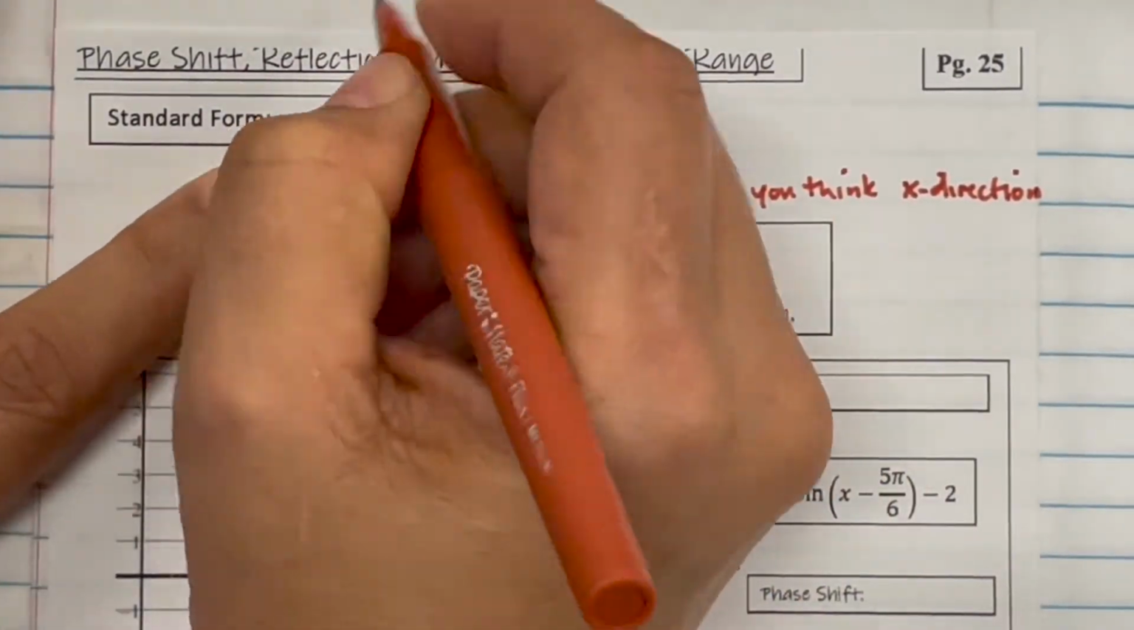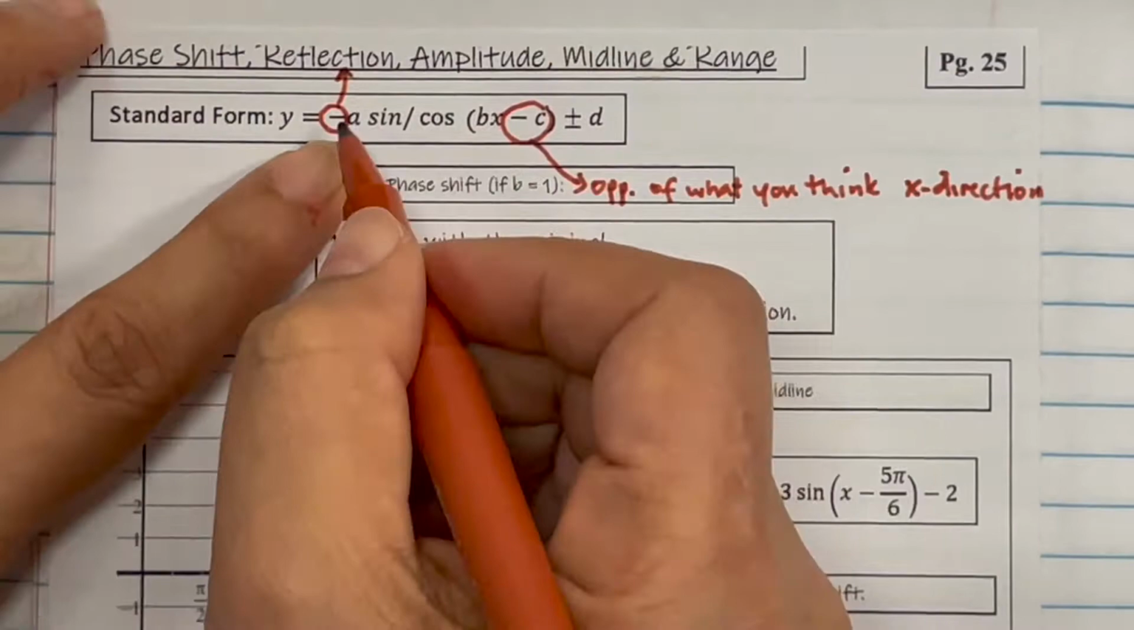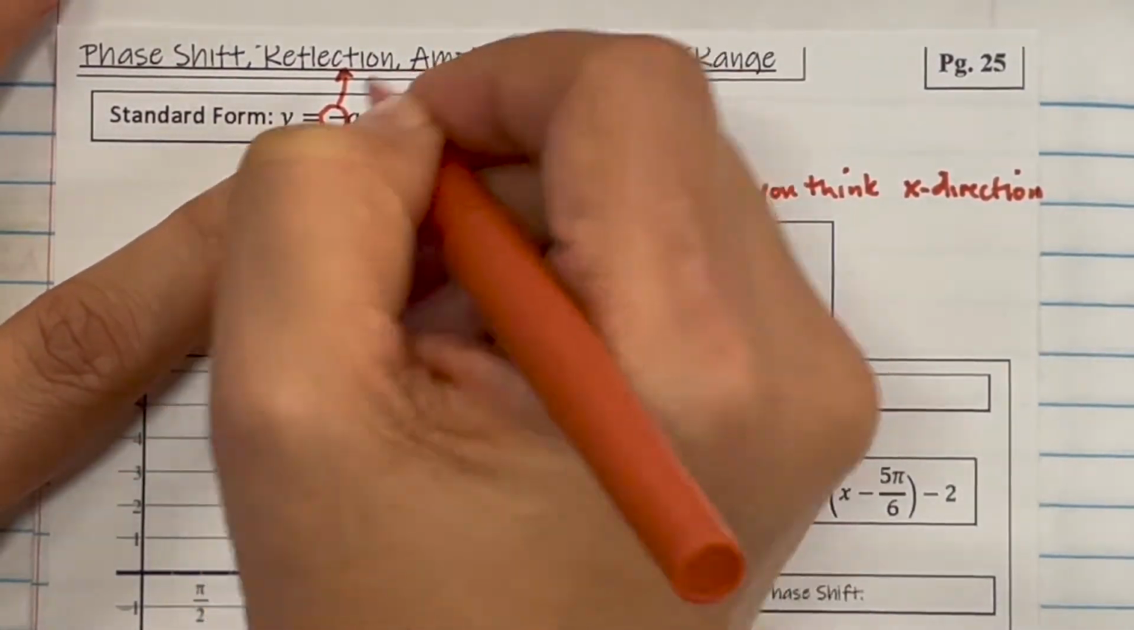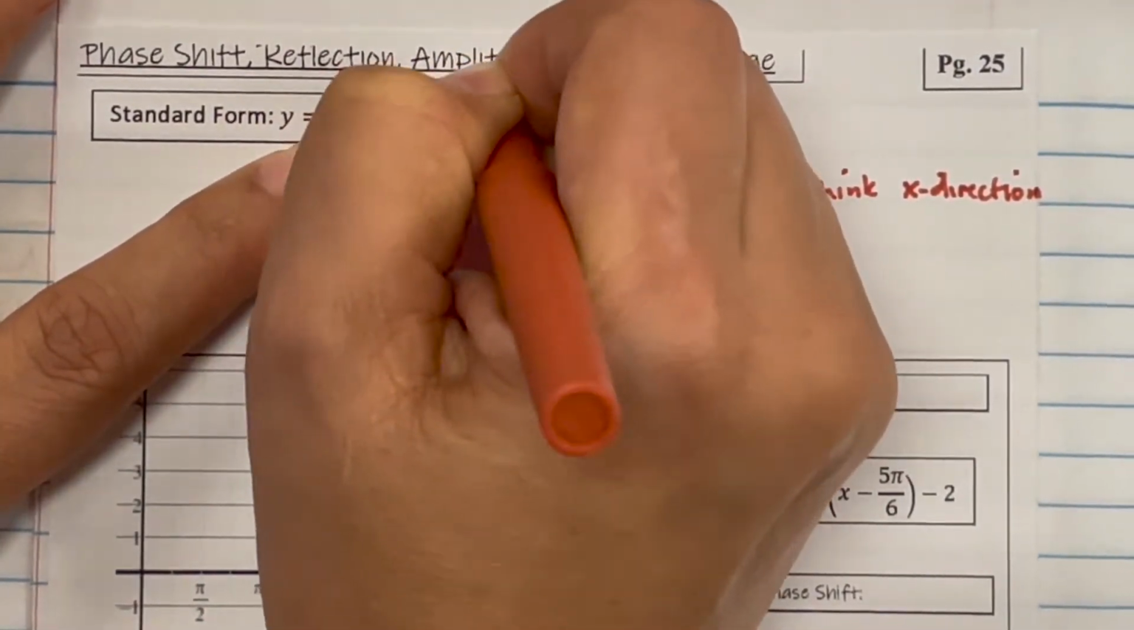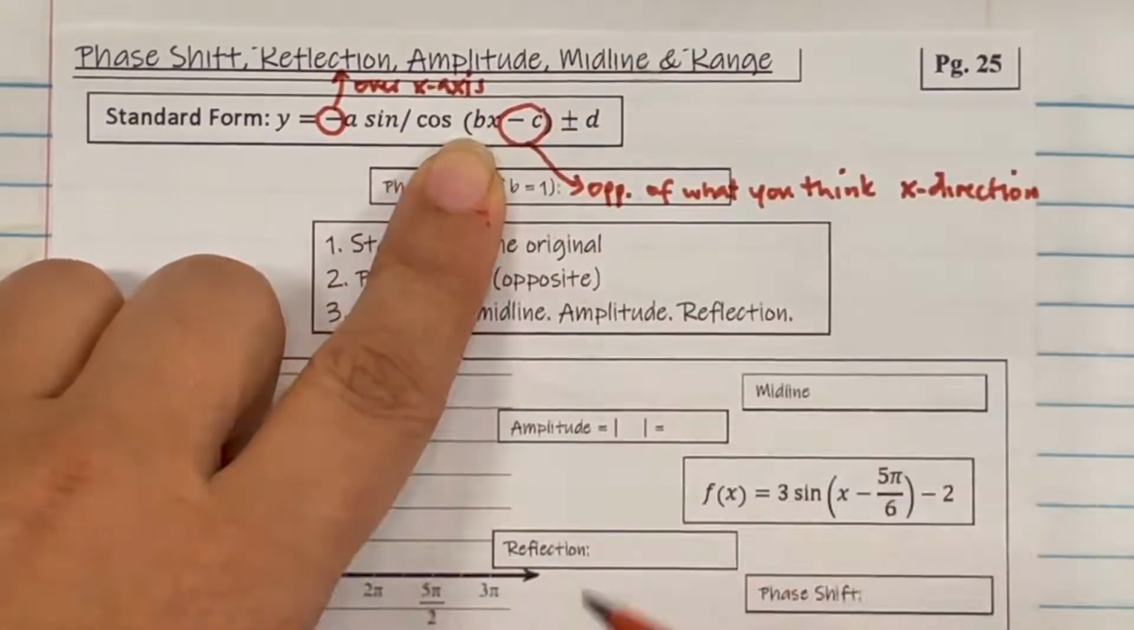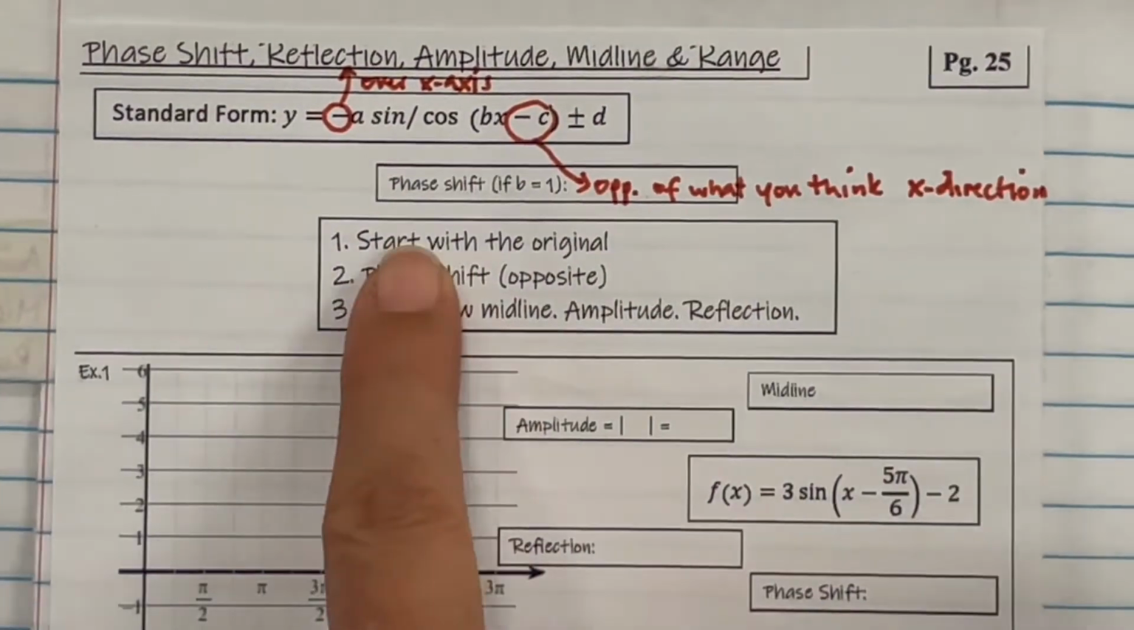And then we're also going to talk about reflection. Reflection is going to be a negative on the outside. So remember, reflection is opposite no matter where it is, inside or outside. So you would think because it's outside, it's y, but because it's opposite, it's over the x-axis. All right, so those are two things we're going to look at.